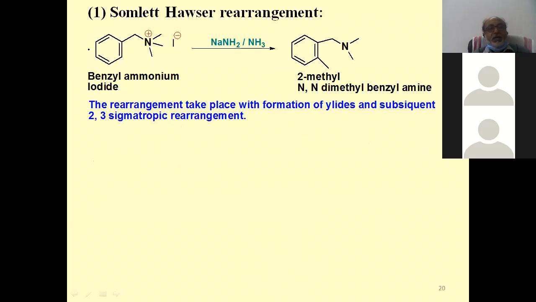Let us see. This is a reaction which is mentioned also in your syllabus, the Sommelet-Hauser rearrangement. What is it? Benzyl ammonium iodide. This is your benzyl group.